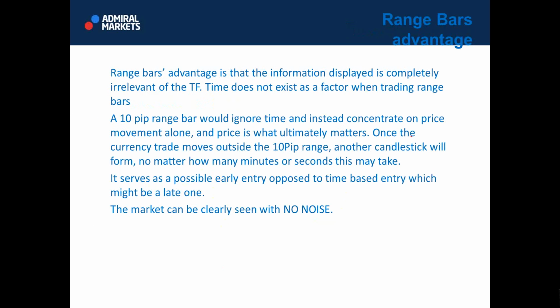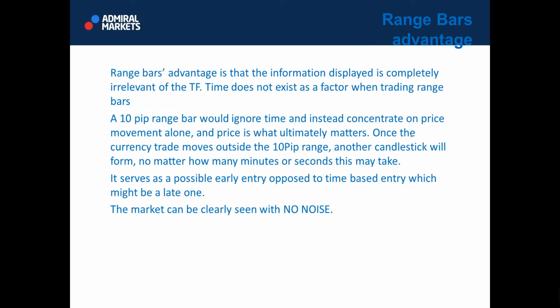The range bar's advantage is that the information displayed is completely irrelevant of the time frame. That is the biggest advantage of range bars, because time does not exist as a factor when trading range bars. You're not interested in time frame, nothing. You just trade those pips in range bars. A 10 pip range bar would ignore time and instead concentrate on price movement alone. And of course, you know that price is what ultimately matters.